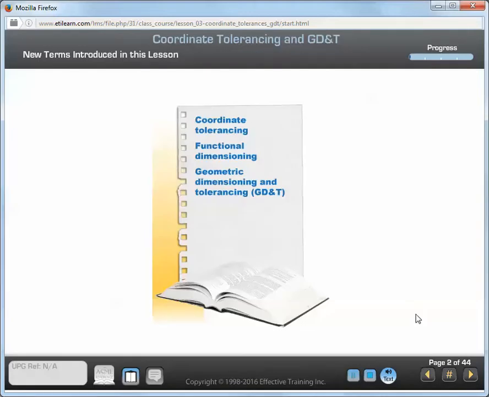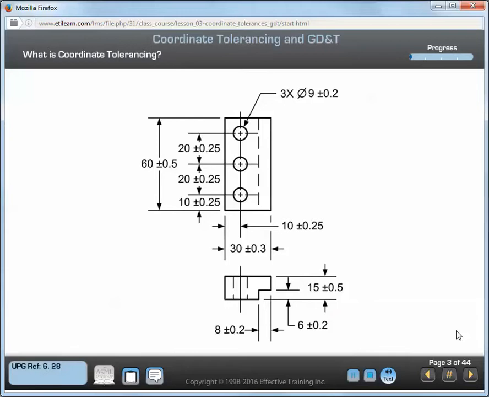It's important for you to know these terms in order to understand the two dimensioning methods being compared. For about 150 years, a tolerancing approach called coordinate tolerancing was the predominant tolerancing method used on engineering drawings.